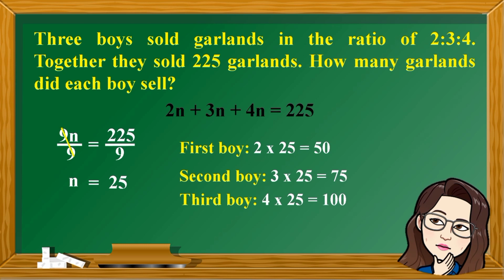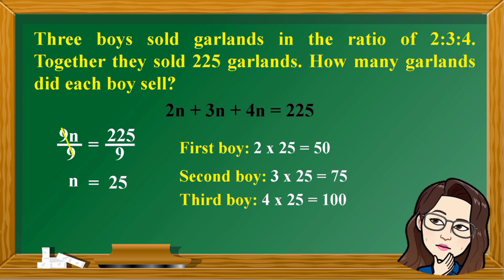To identify the number of garlands that the boys sold each, we just have to multiply the value of n to their ratio. For the first boy, we have 2n. 2 times 25 is 50. The first boy sold 50 garlands. As for the second boy, we have 3n. 3 times 25 equals 75. The second boy sold 75 garlands.